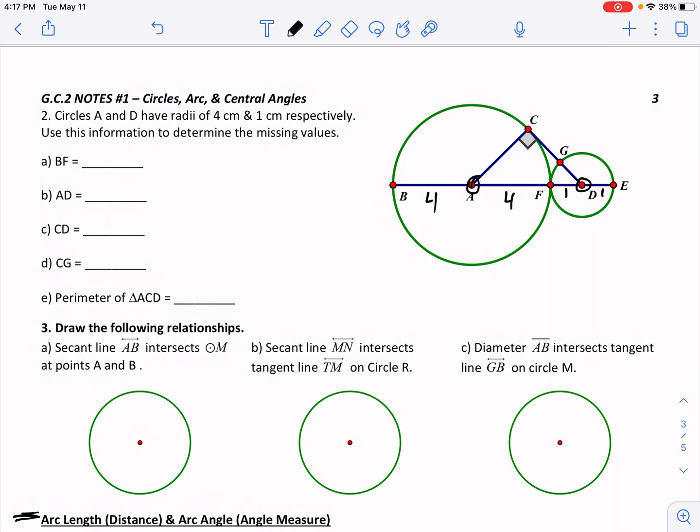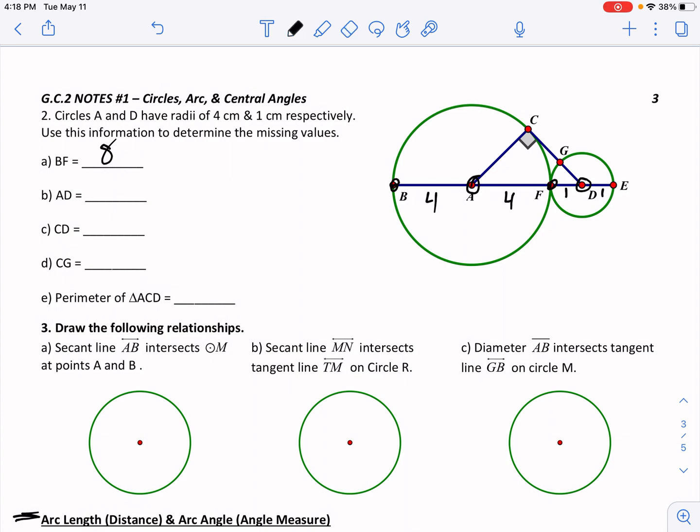Okay? And we want to use this to determine, it says BF on the first one. Well, BF goes from endpoint to endpoint and through our center, so what is that? The diameter, right? So all we need to do is add up our two segments. We know this is 4 and 4, so together BF would be 8. So our diameter is 8.